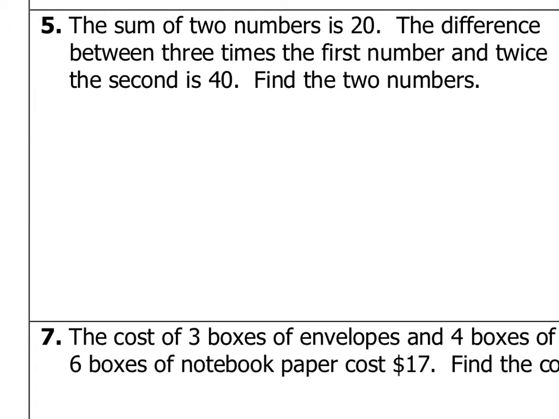Sum of two numbers is 20. Difference between 3 times the first and twice the second is 40. Find the two numbers. So again, first, second. The sum of the two numbers is 20. That's not anything crazy. x plus y equals 20.